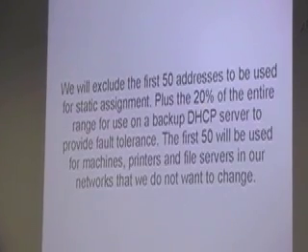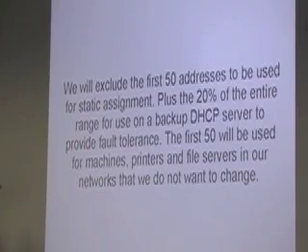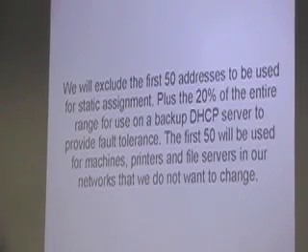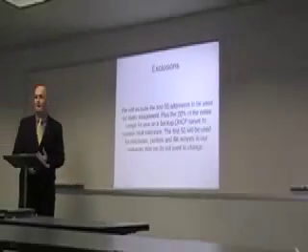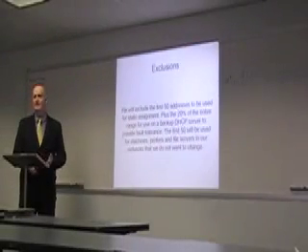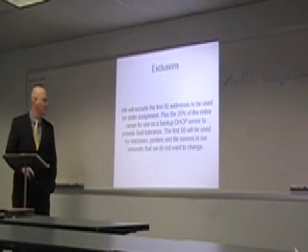Exclusions. We will exclude the first 50 addresses to be used for static assignment. This is what I was talking about a minute ago. The first 50 is going to be used for, like you said, the routers. We're already up to 12, so if we were to expand, it's not going to take long before we start getting quite a few of those used up. Domain controllers, printers, just things like that. So we went ahead and excluded the first 50 to keep those separate from our networks.